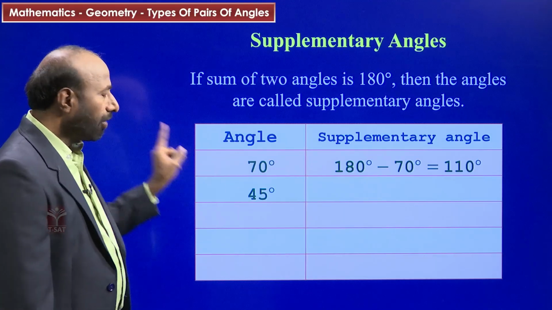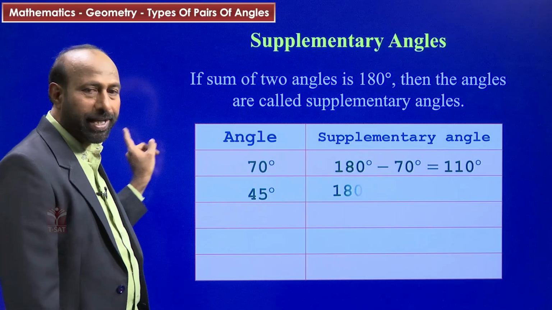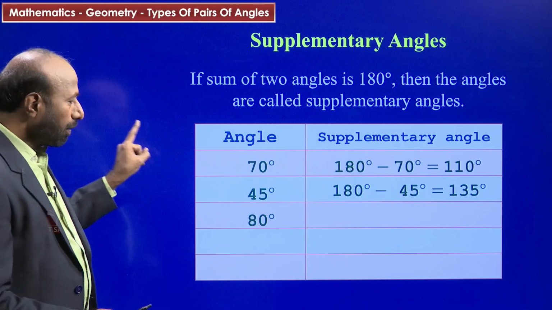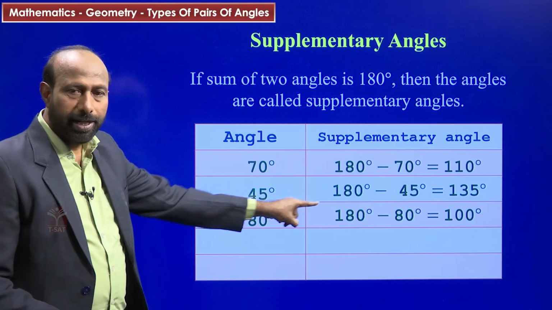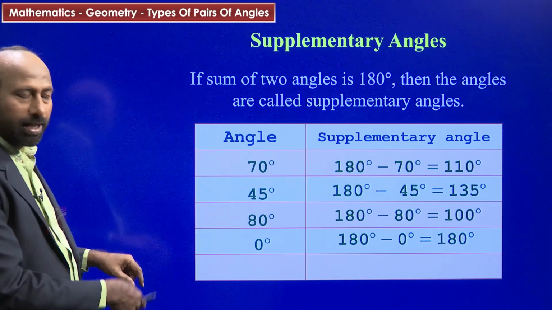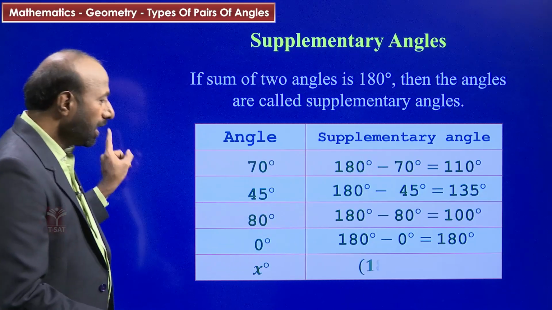And if you take 45 degrees, the supplementary angle of 45 degrees is 180 minus 45, which is equal to 135. And similarly, the supplementary angle of 80 is 100 degrees, the supplementary angle of 0 degrees is 180 degrees, and in general, the supplementary angle of x degrees is 180 minus x degrees.